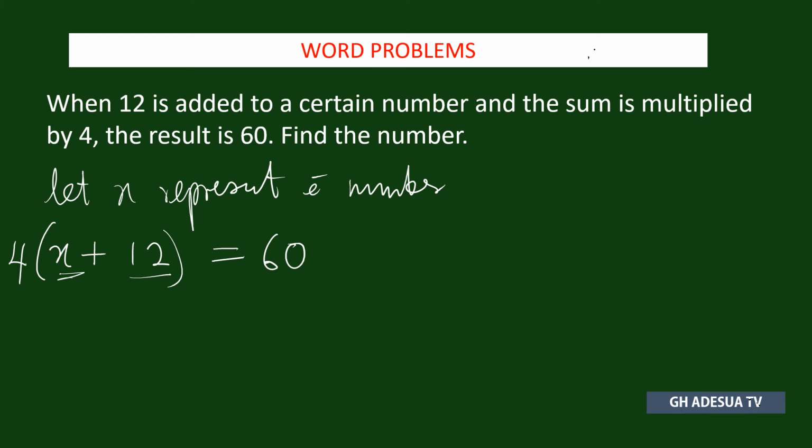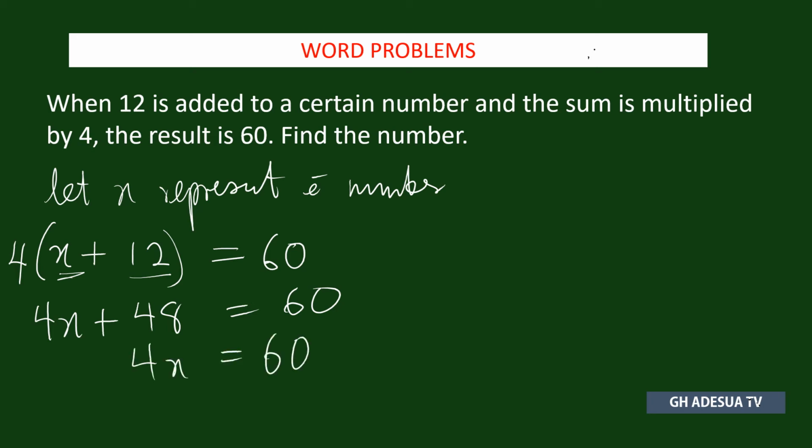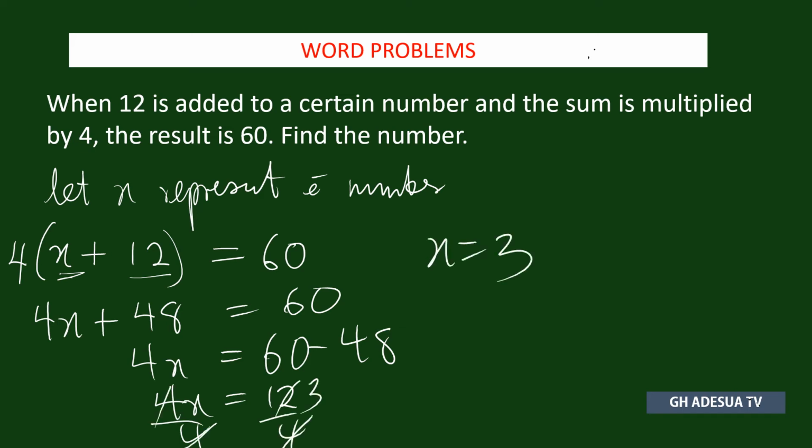So you just expand 4 times x plus 12, 4x plus 4 times 12 is 48, is equal to 60. Now grouping like terms, 4x is equal to 60 minus 48, which is 12. So you divide both sides by 4, 3x. So x is equal to 3. So that's the outcome. Now let's logically think through the solution and see if we are right.